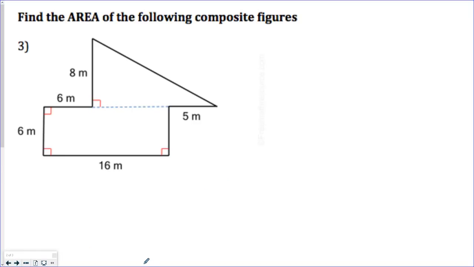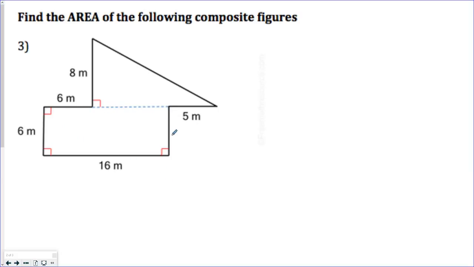On the next side, we have finding the area of composite figures. So composite figures are simply when you take two shapes and you kind of stitch them together. Like in number 3 here, we have a rectangular shape and we have a triangular shape that are kind of stitched together right here. They're kind of put on top of each other. And the way you find the area of these composite figures is you simply take it one shape at a time.